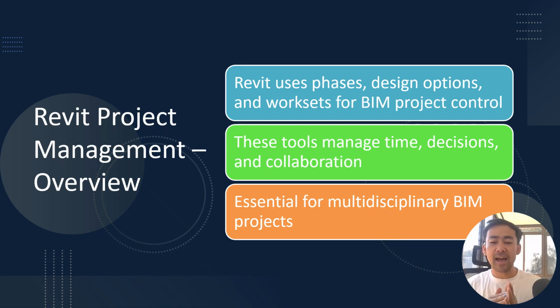Okay, first let's have an overview on Revit project management. Revit uses great tools such as phases, design options, and worksets for BIM project management and control for BIM coordination. These tools are very powerful for managing the time, decisions, as well as collaboration during the design process. And they are essential for multidisciplinary BIM projects.